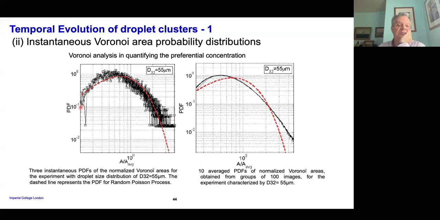And you see now PDFs of Voronoi areas, which are all superimposed, the black points, which have some variability because they are instantaneous, from different instances in time. Still, you do see that they deviate from the dashed red line, which shows what a random distribution should be. And if you average these instantaneous distributions, you see now that the noise has gone and you do clearly have clustering.